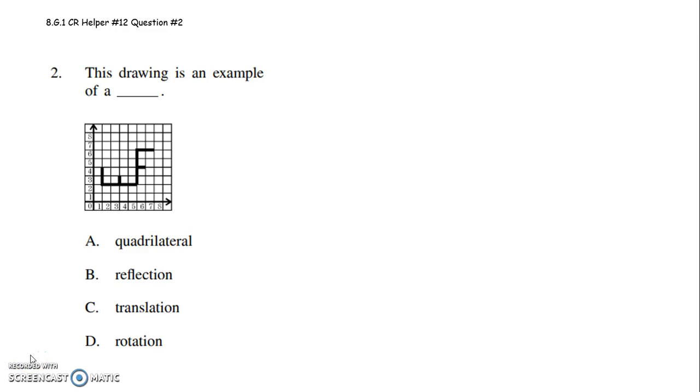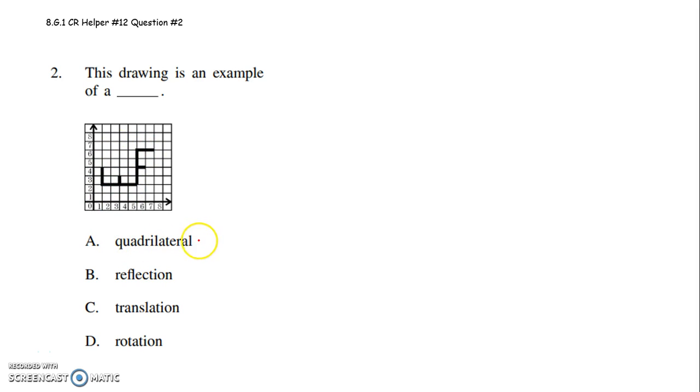All right, 8th graders, this is to help you with question 2 on CR 12. It says this drawing is an example of fill in the blank. So there's a couple of F's, and we're trying to figure out how the F is changing. Maybe this is the original F, this is the new F, and so we're saying, how's that changing?